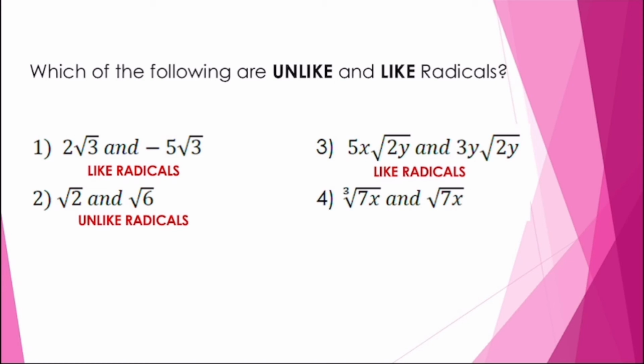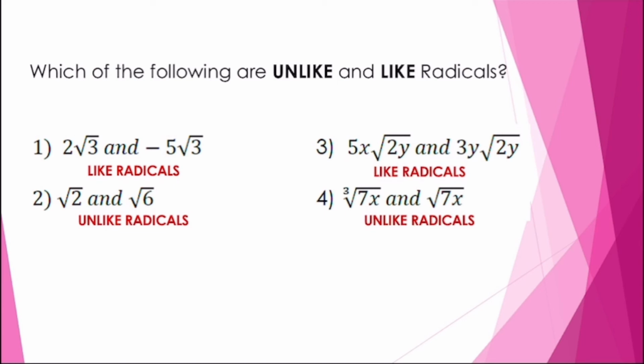Next, for number 4, we have cube root of 7x and square root of 7x. What will be the answer? The answer is unlike radicals because they have the same radicand but they are different indices, which is 3 and 2. So now you know how to differentiate between like and unlike radicals.